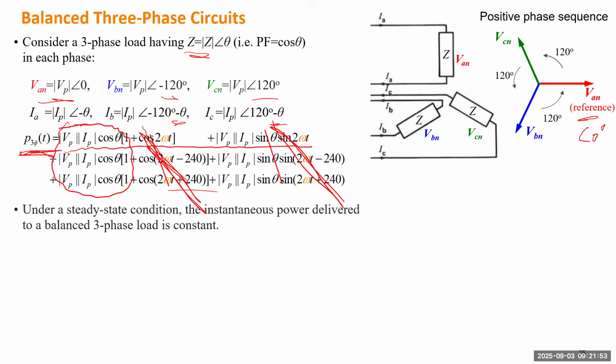That will generate a very simple formula. So under steady state condition, the instantaneous power delivered to a balanced three-phase load is constant, which is simply this one. So you can recognize this formula. This part looks like the active power for a single-phase circuit, and the 3 just multiplies the single-phase active power by 3. Okay, which means if we know the active power for phase A, phase B, phase C, we can use any one to multiply by 3.